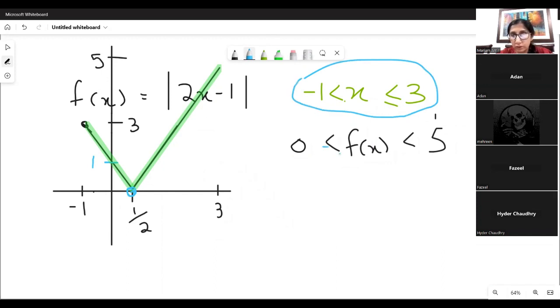सो यू मस्ट राइट इक्वल्स टू विद 0 और 5 के साथ. 5 कब आया है? जब x 3 है और 3 भी डोमेन का पार्ट है. सो इसके साथ भी इक्वल्स.